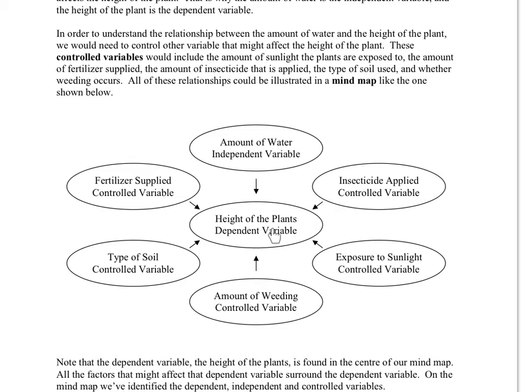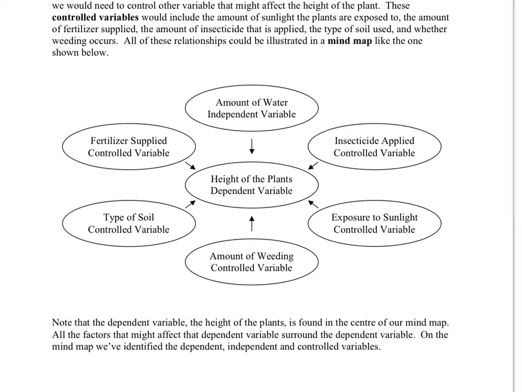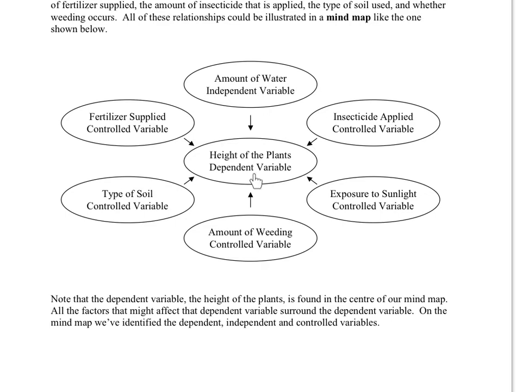So for every group of plants, we could control how much insecticide, control how much sunlight they get, control all this, and then the thing that changes is the amount of water. And at the center of it all is the height of the plants, and that's the variable that's dependent, okay? So again, the dependent variable will go in the middle because that's what's being affected, and the independent variable, you can put it up here, and then your other controlled variables would go around in the other ones.